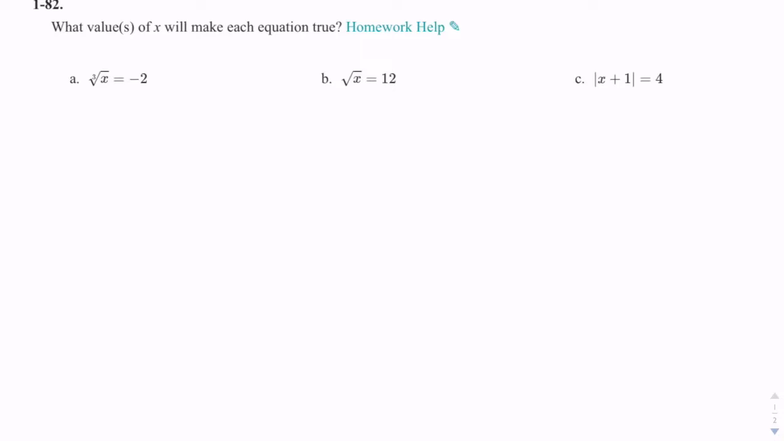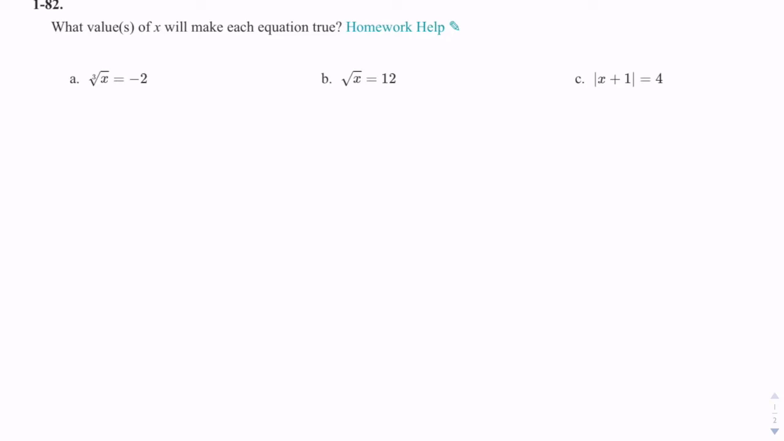Okay, for 82, it says what values of x will make each equation true? And that's basically saying solve each equation, right? So for A, I have the cube root of x equals -2. Well, I have to be able to take the opposite of cube root.